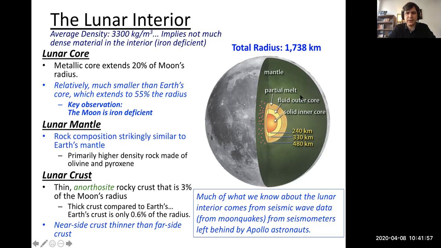And we also have noticed that there's an oddity that might be reflective of this near side, far side dichotomy. So the near side, the side of the moon that points towards the Earth, has a thinner crust than the far side crust. So the near side crust is about 30 kilometers thick. The far side crust is about 60 kilometers thick. So about twice as thick.